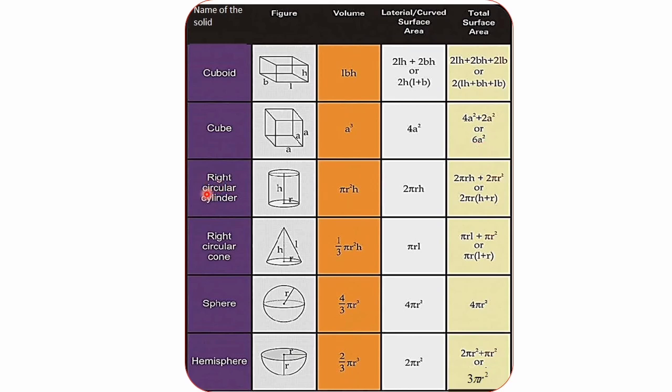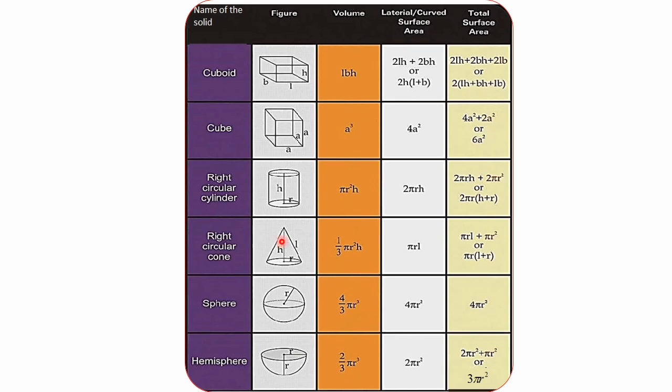Next is a right circular cylinder. The height of the cylinder is represented by the letter h and the radius by the letter r. Then the volume is pi r square h. Lateral surface area is 2 pi r h and the total surface area is 2 pi r into (h plus r).